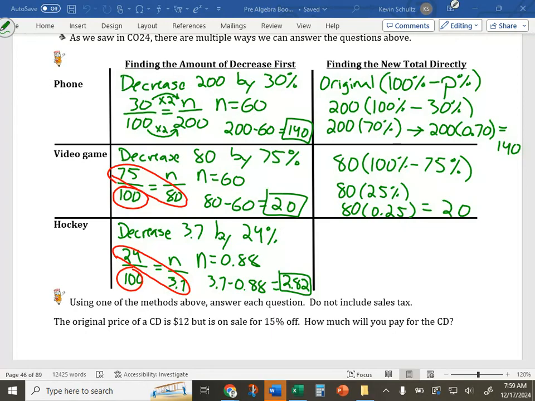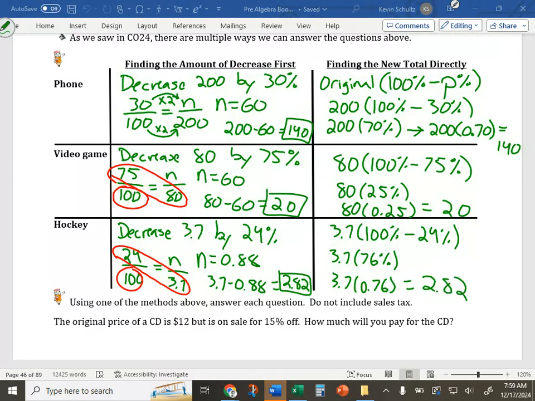Good? All right. If you did the new total directly, this formula, our original is 3.7, and we're multiplying that by 100% minus 24%, because we want to decrease it by 24%, okay? If you take 24% away from 100%, what percent is left? 76%. So you multiply 3.7 by 76%, or 3.7 times 0.76, and lo and behold, you get the same 2.82 answer that we got over here, okay? So if you like that formula thing, it's pretty nifty, right?